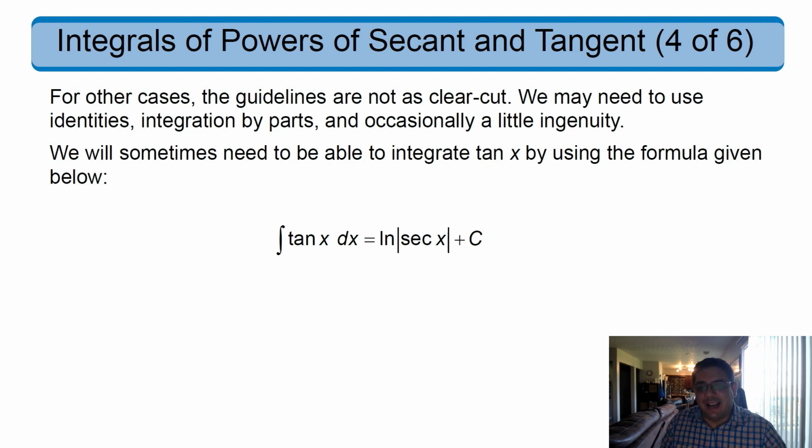For other cases, the guidelines are not as clear as we would want, and we might need to use integration by parts or other identities and transformations to do different things in here. Sometimes we need to be able to integrate tangent by using the formula of the integral of tangent being the logarithm of secant. And if you remember where this is coming from, it is because tangent is sine over cosine, so we can make u equals cosine, so that du will be negative sine, so we get a log of cosine, and then we can transform that into terms of secants as well if needed, since cosine and secant are related.